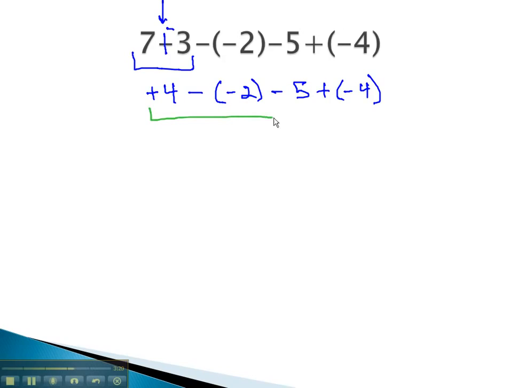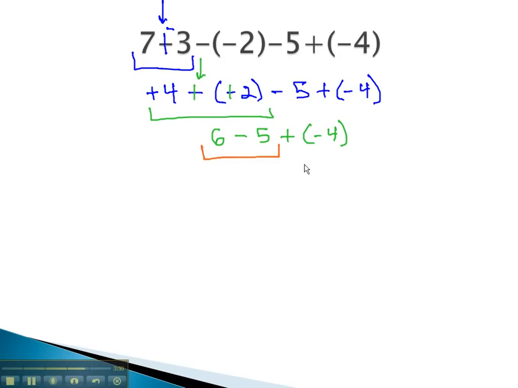The next pair of numbers are 4 minus -2. Again, we don't like the subtraction, so we will add the opposite of -2, which is +2. And we see we're really adding the positives, 4 plus 2, which we know is 6. Adding the numbers and keeping the sign, because they're both positive. The rest of the problem still reads -5 plus -4.